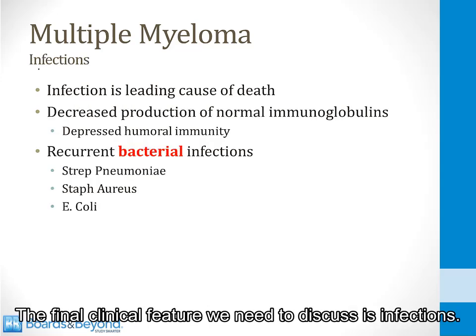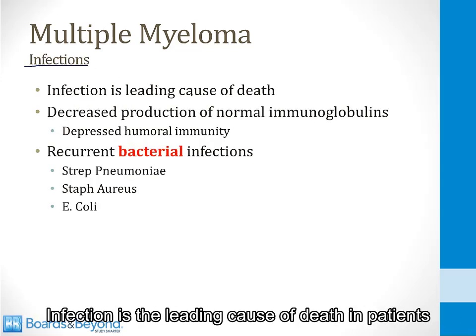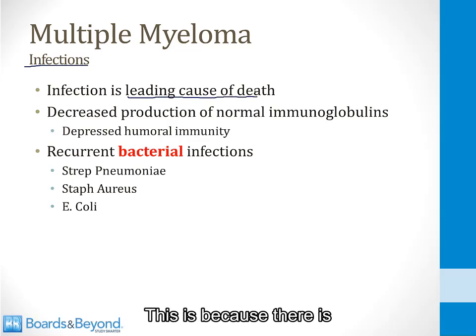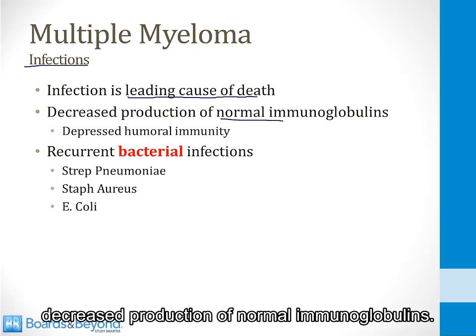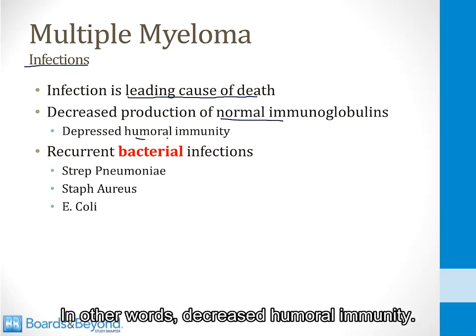The final clinical feature we need to discuss is infections. Infection is the leading cause of death in patients who have multiple myeloma. This is because there is decreased production of normal immunoglobulins, in other words, decreased humoral immunity.